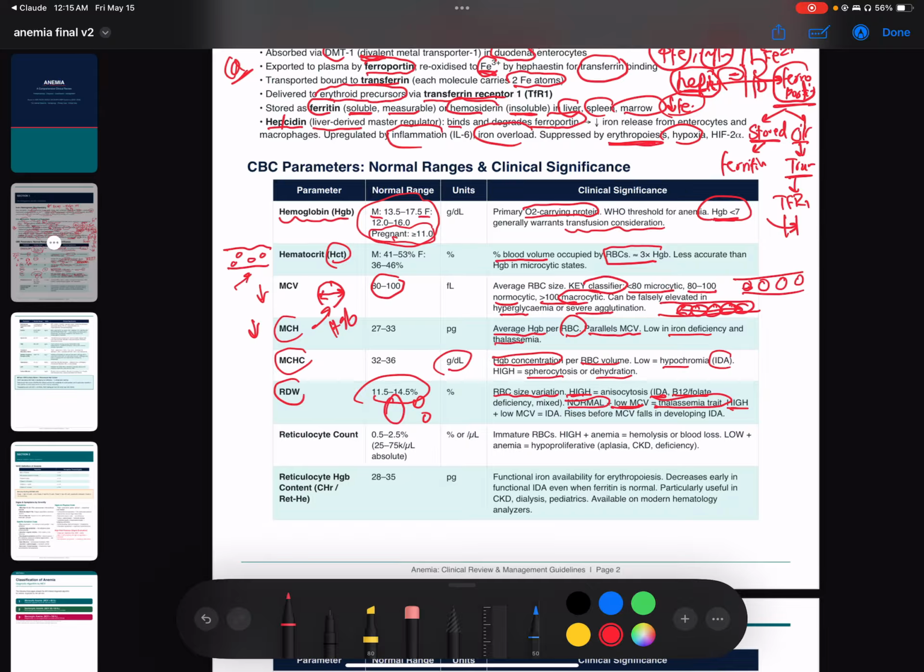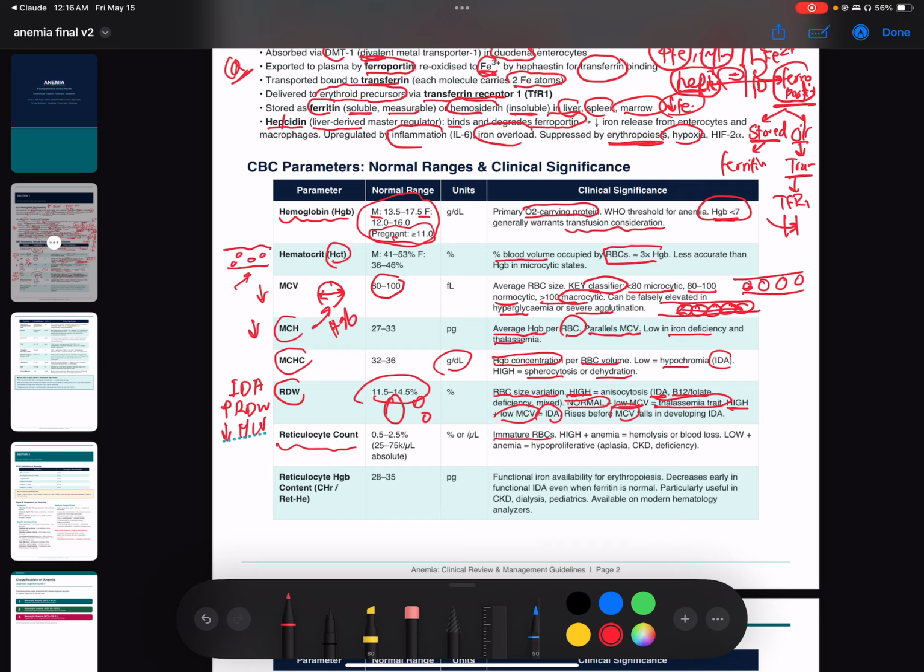If you have high RDW and low MCV, this is mainly a pattern for iron deficiency anemia. And the RDW is really important because it usually rises before the MCV falls. So if you have iron deficiency anemia, usually you'll see an increase in the RDW first, before you see the decrease in the MCV.